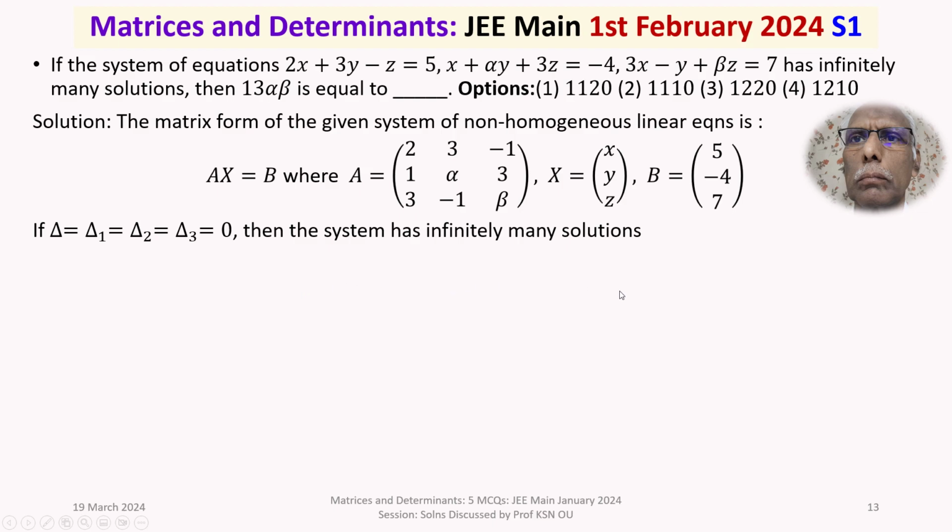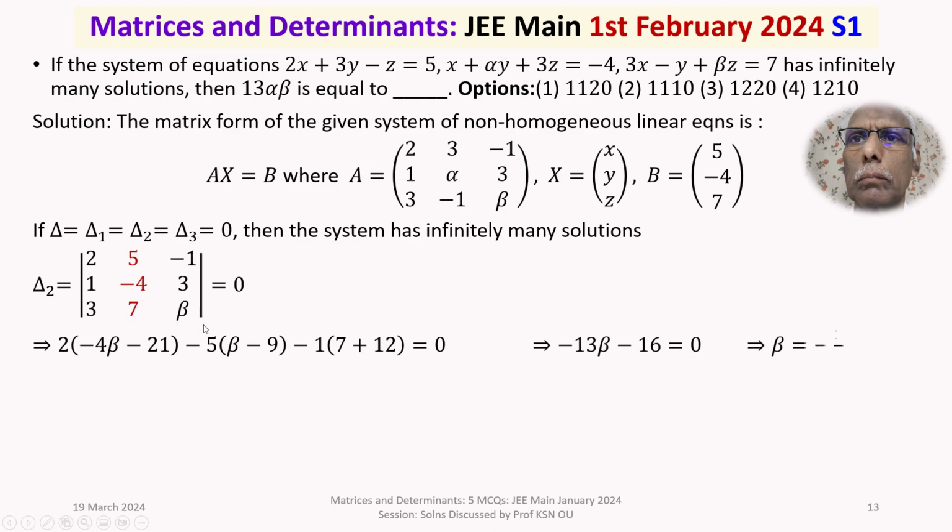Agreed. Again, we use the same technique. We consider delta 2. Why? Because alpha is there in the second column. So replace that by 5 minus 4, 7. Then it consists of only beta, and if you evaluate this determinant, you will get the value of beta directly. Right. Now expanding this determinant by means of the first row, and we get beta is equal to minus 16 by 13.